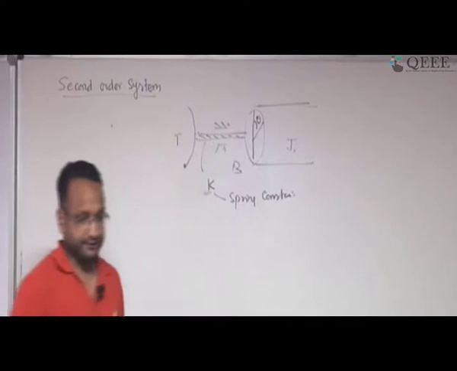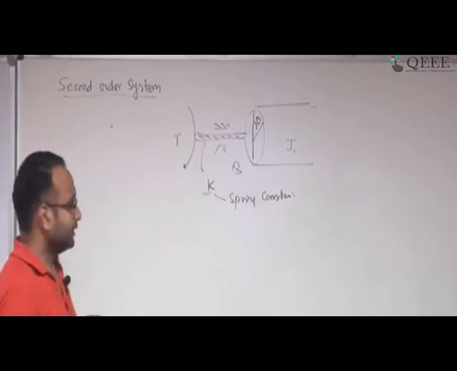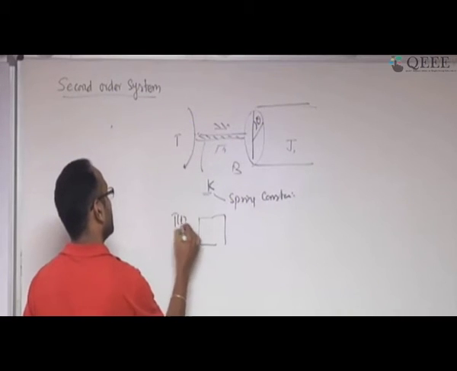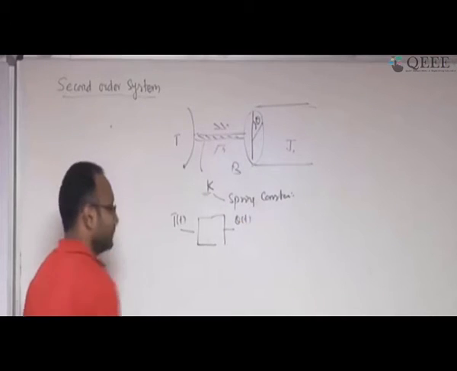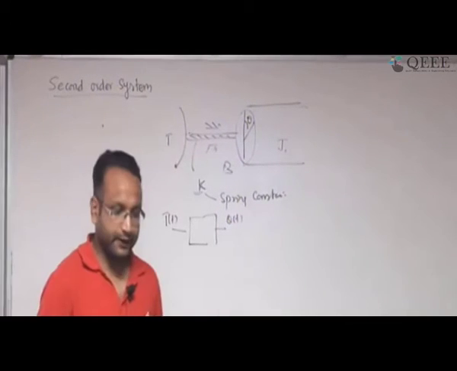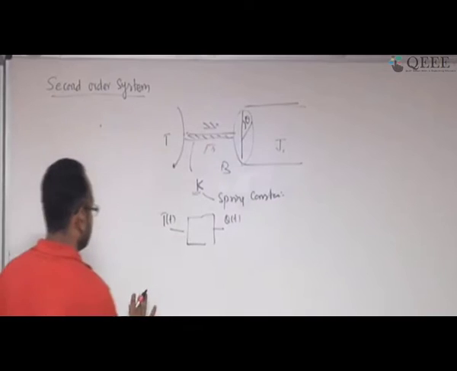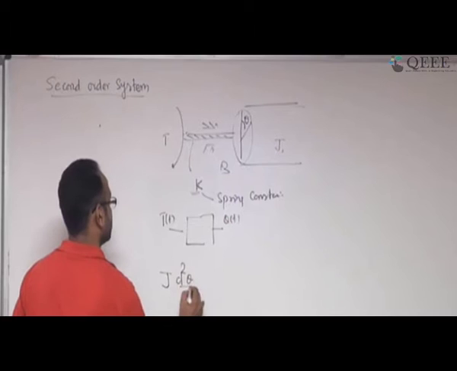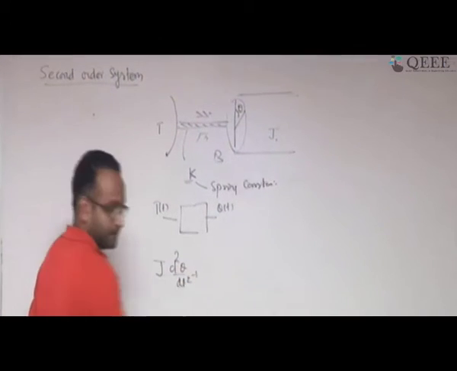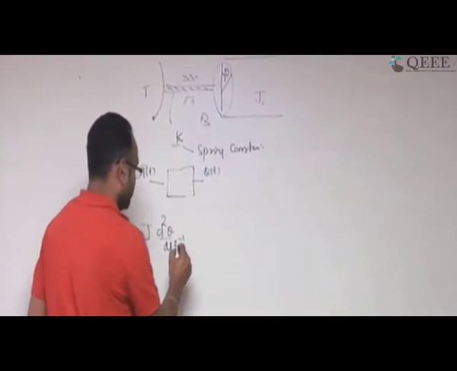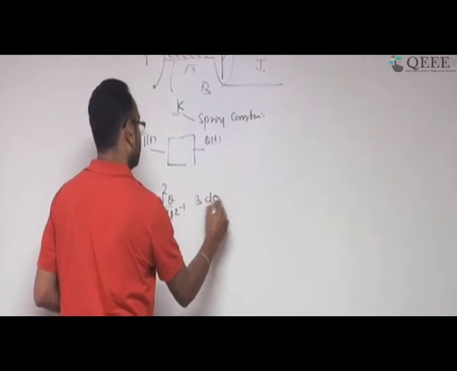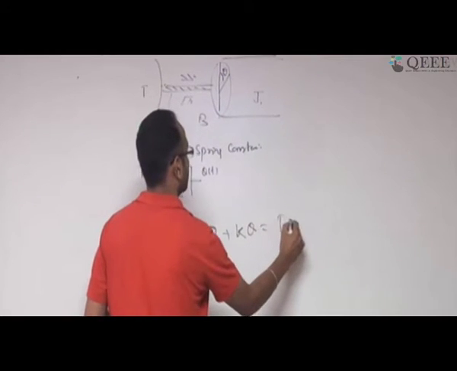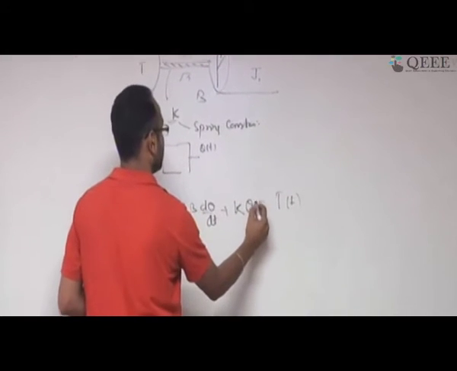Okay, fine. Now, as I mentioned, what is my system? My system's input is torque tau and output is my angular movement, theta of t. From the fundamental force balance equation, I can write this relation: J d square theta by dt square plus b d theta by dt plus k theta equals torque. And this theta is a function of time.